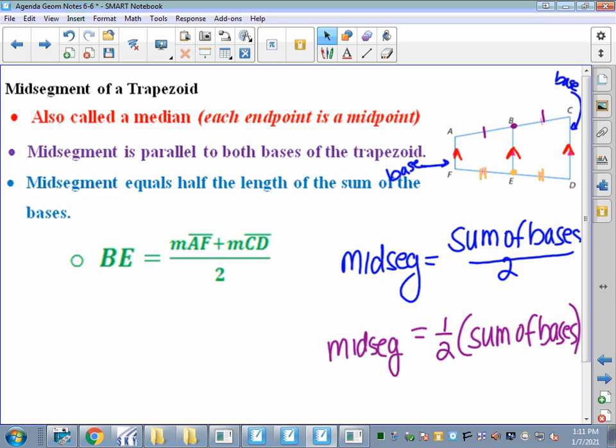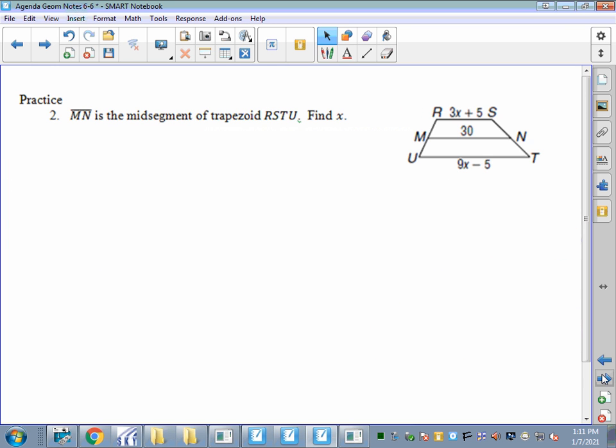So let's look at practice number 2. It says that MN is the mid-segment of trapezoid RSTU. Notice it doesn't have to be an isosceles trapezoid, it just has to be a trapezoid. Find x. Well, if it's a mid-segment, we know that these three are all parallel, right? We know a bunch of different things. We know M is the midpoint of RU. We know that N is the midpoint of ST.